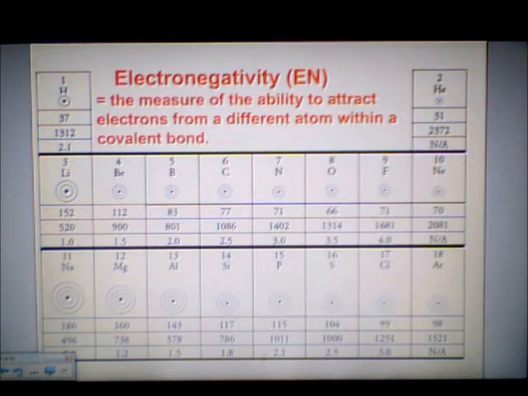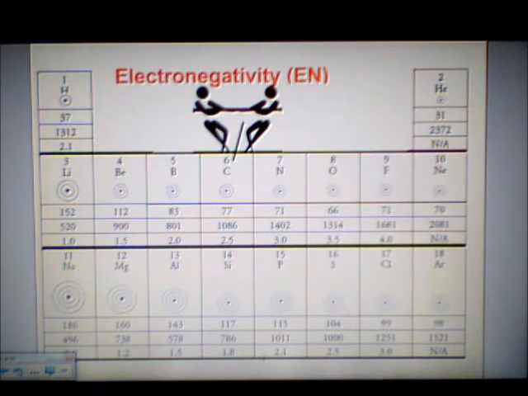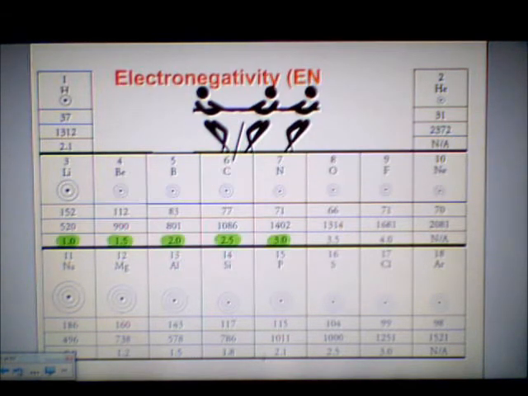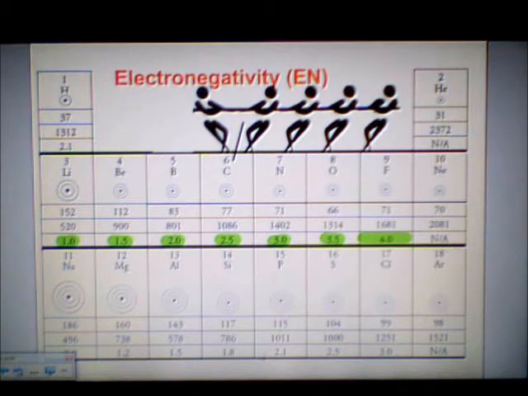Electronegativity is the measure of the ability to attract electrons from a different atom when those two atoms are bonded together. So let's take a look at this tug of war here, and let's pretend that the rope is our bond. So if I add more pull on one side, I'm going to add more attractive force for that bond, and it increases going across the period.